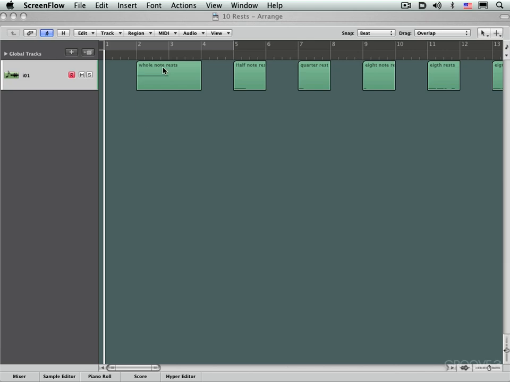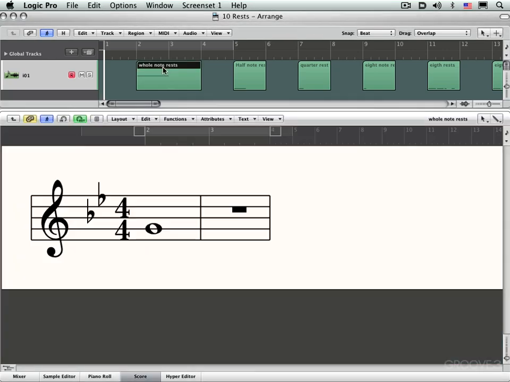Let's start with whole notes and whole note rests. So the whole note, as we saw, is a hollow circle like that. A whole note rest is a solid horizontal line like that that hangs from the fourth line on the staff. And this doesn't matter if you're in treble clef or bass clef or whatever, it's always hanging from the fourth line, and that equals 4 beats of silence.